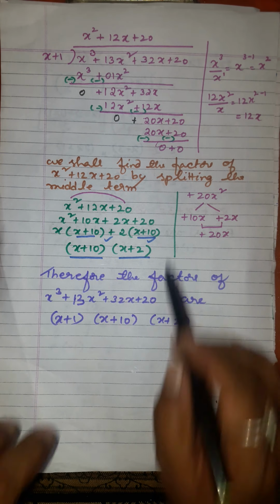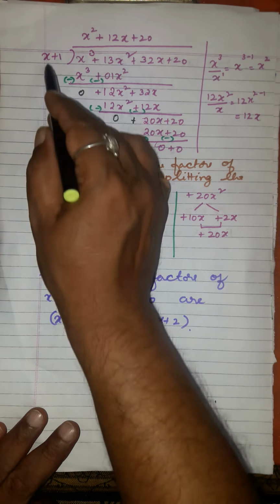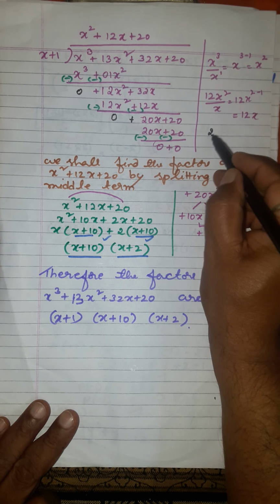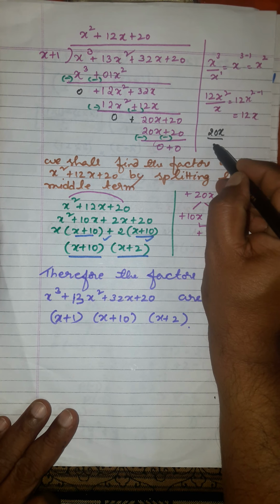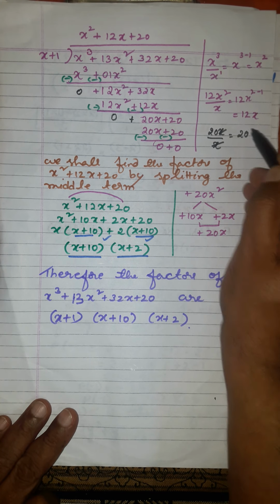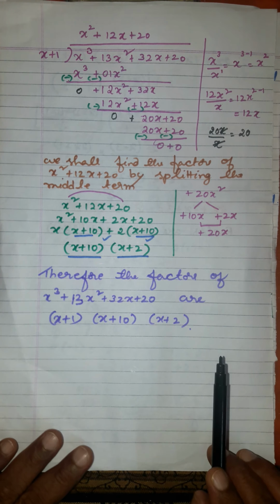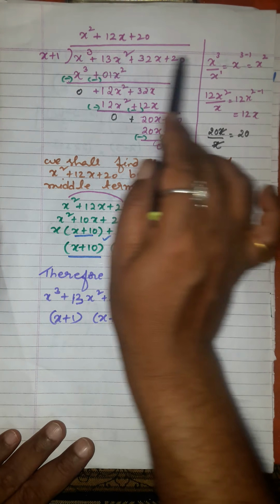Now here you have 20x and you have here x. Now divide 20x by x. So x and x cancel, you will get 20 as the quotient. Now write plus 20, that is the third term of the quotient in this division.